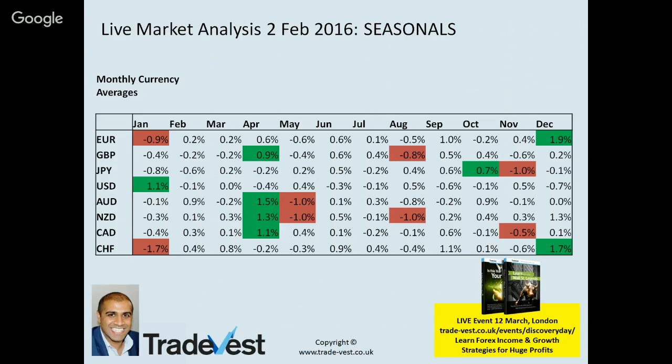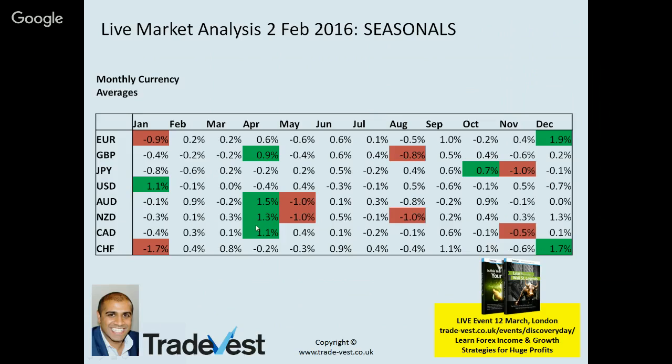You can see that the pound is a little bit mixed, tends to decline over the next few months before rallying in April. I think the key is to match strengths and weaknesses. We see the euro doing a little bit better, but we also see Aussie, Kiwi, and Canadian dollar doing better as well.